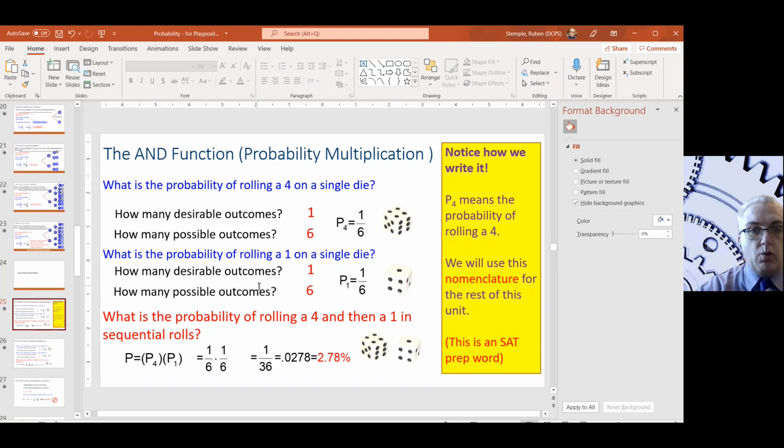What's the probability of rolling a 1 on a single die? It's the same, right? There's only 1 side that has 1 dot on it, right? So that's 1 out of 6 times. And when I roll the die, I get the 1.